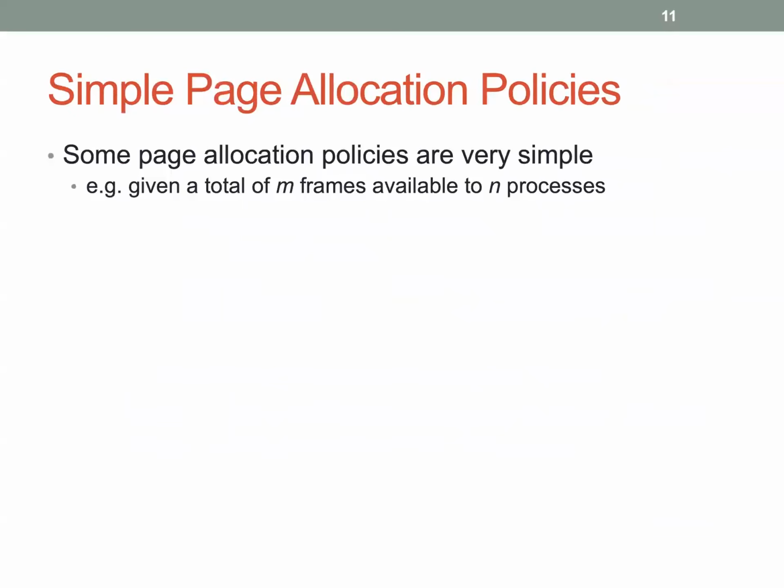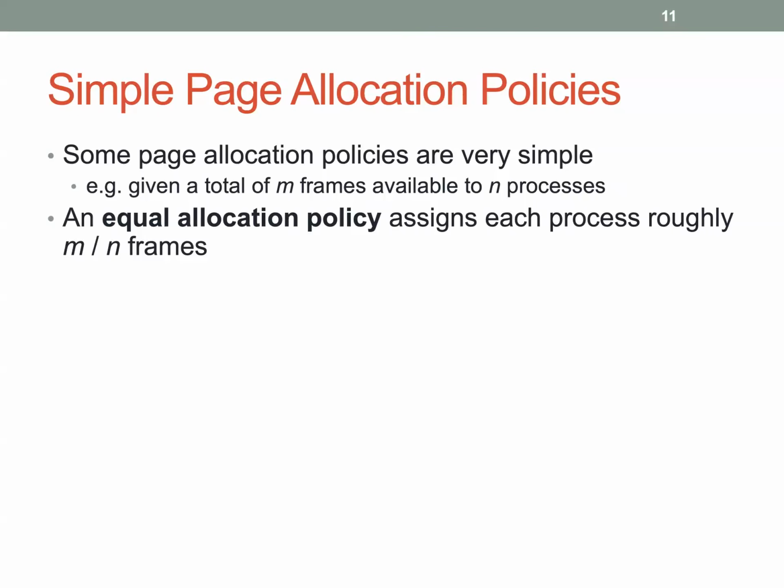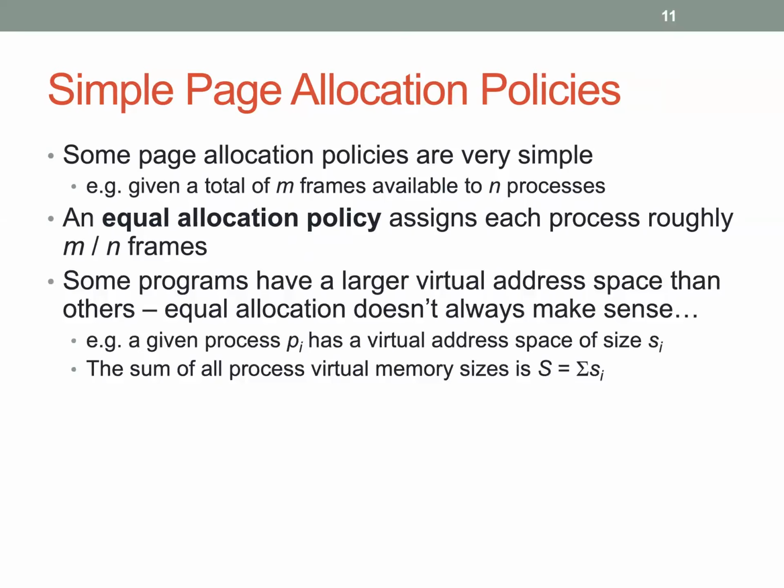Let's see. There are some very simplistic, I know the slide says simple, but I'm going to say simplistic page allocation policies. I find these uninteresting, but you should still be exposed to the information. So you have a total of M frames, and they're able to be allocated by N processes. We need to share them across N processes. So we could just say, all right, we'll divide M by N, and then each process gets roughly that many frames. That would be called an equal allocation policy.